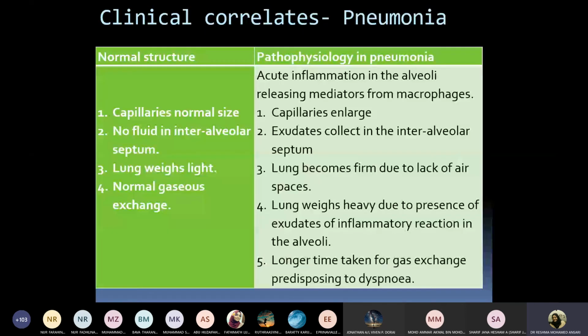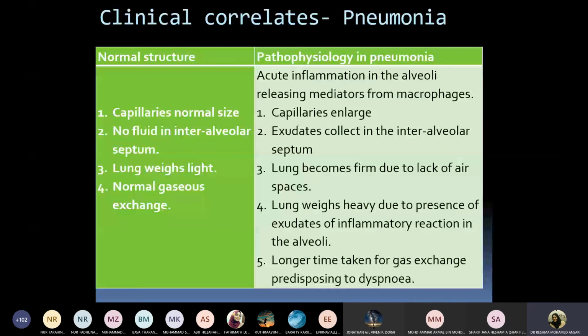So what happens in pneumonia? These clinical correlates I am giving you just for you to see the difference between normal and abnormal. In a normal person, the capillaries of the lung are normal in size. There is no fluid in the interalveolar septum, so only air is in the lung, and the lung weighs light. If you take a piece of lung and put it in water, will it float or sink? It should normally float, and there is normal gaseous exchange happening.